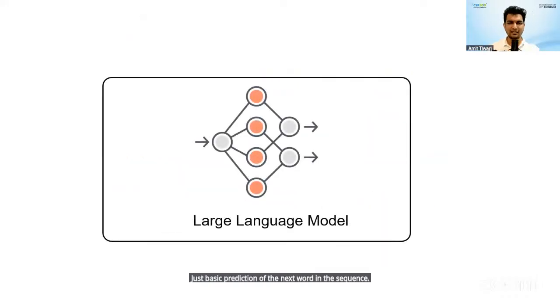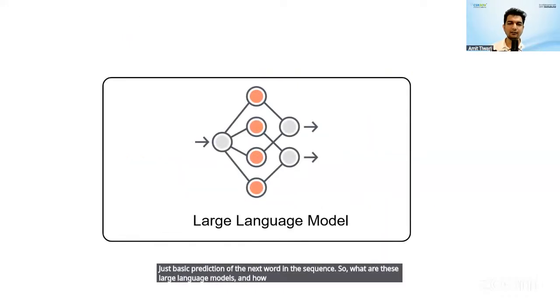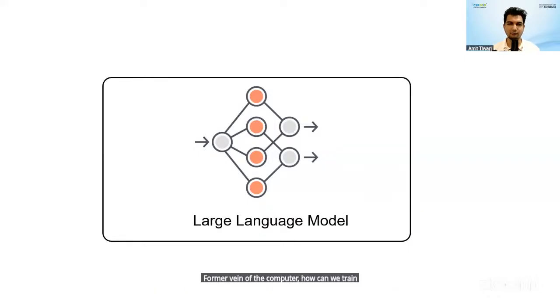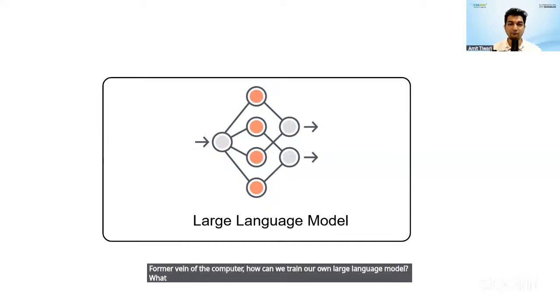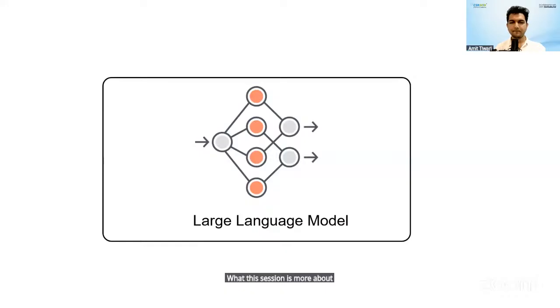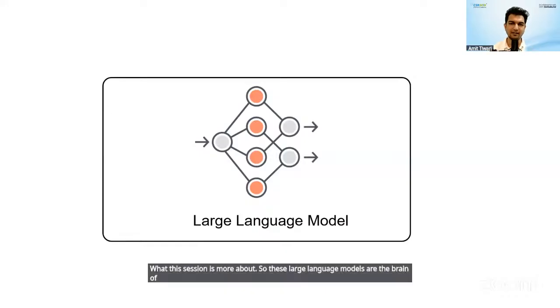So what are these large language models, and how do they form a brain of the computer? How can we train our own large language model? What do they consist of? How can we build one is what this session is more about. So these large language models are the brain of all the generative AI tools that are there in the market today. That's what we have established. So now, what are these large language models in reality?